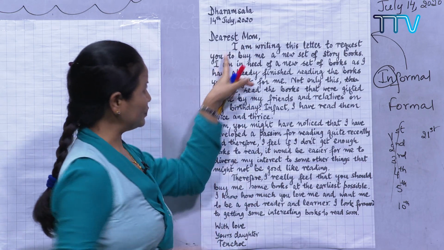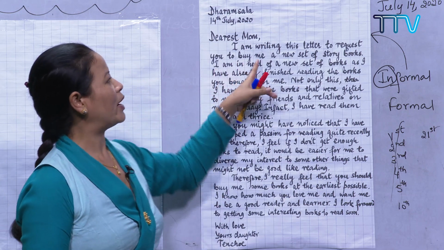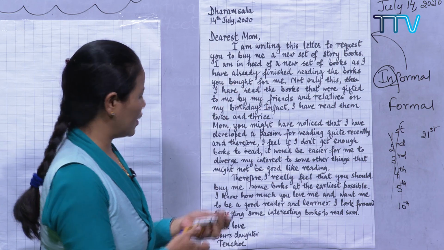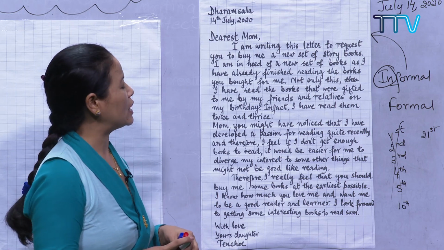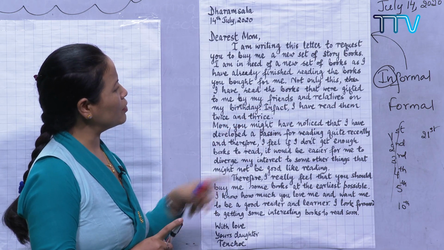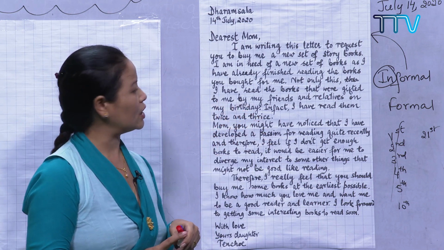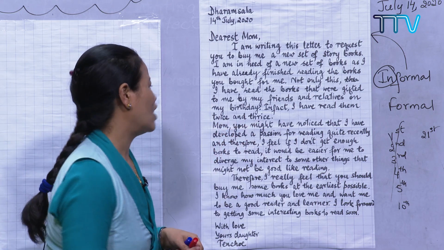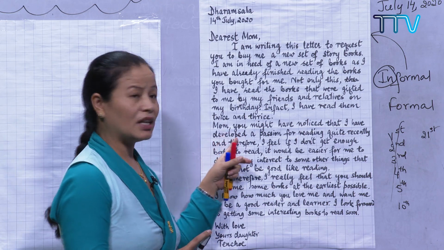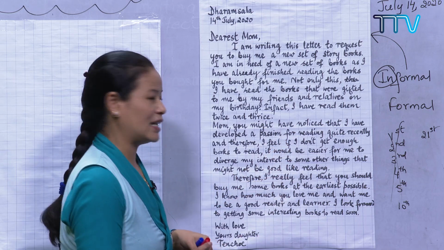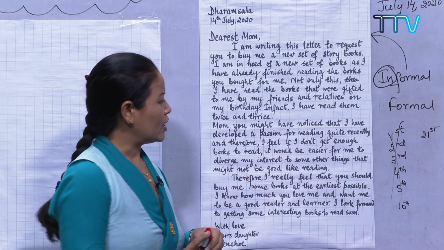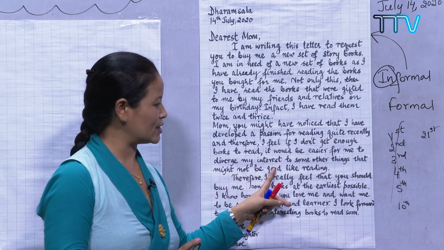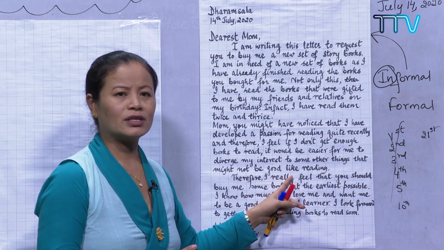So, dearest mom, I am writing this letter to request you to buy me a new set of storybooks. I am in need of a new set of books as I have already finished reading the books you bought for me. Not only this, I have read the books that were gifted to me by my friends and relatives on my birthday. In fact, I have read them twice and thrice. Mom, you might have noticed that I have developed a passion for reading quite recently, and therefore, I feel if I don't get enough books to read, it would be easier for me to diverge my interests to some other things that might not be good, like reading.